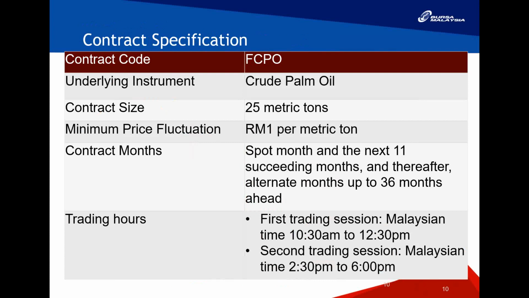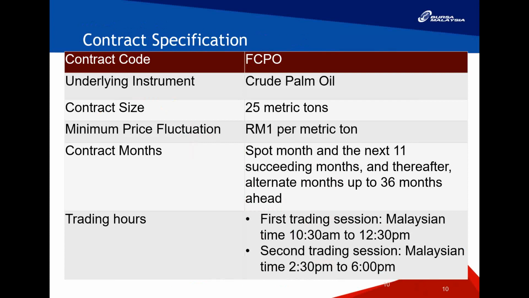So first thing first, the underlying instrument is crude palm oil, and it's a physical delivery order. Meaning to say, if you hold a buy contract, or long contract, of CPO, and it went to spot month and matured, once it's matured or expired, you actually have to collect the oil. If you're the seller, you have to deliver this oil to the buyer. So be careful on this, because this is a physical delivery order.